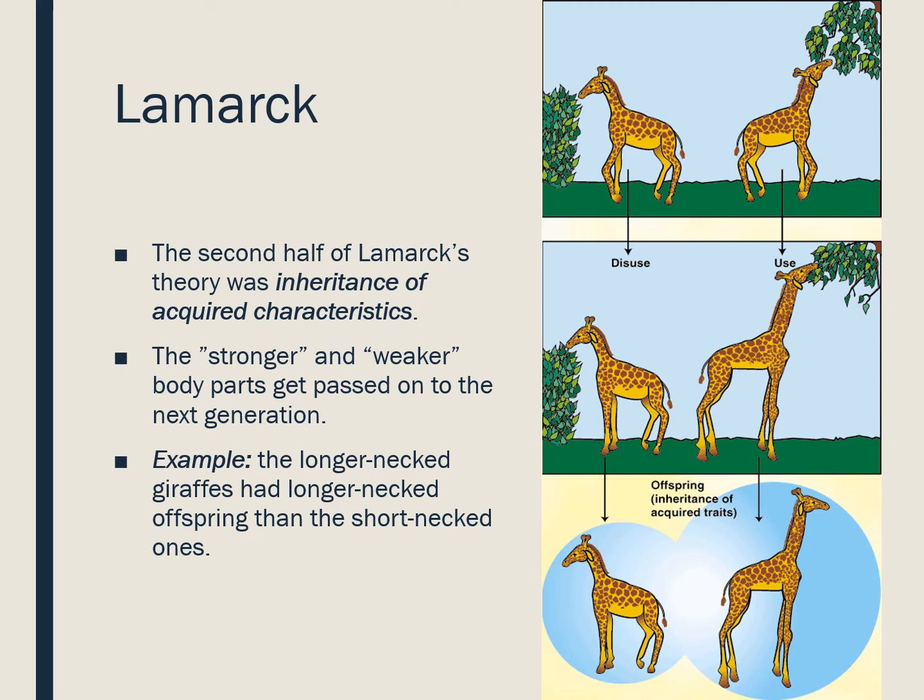So the second half of Lamarck's theory was inheritance of acquired characteristics. So the stronger and weaker parts get passed on to the next generation. For example, this long-necked giraffe, like I said earlier, was able to pass on its genes and create more long-necked offspring, while the short-necked individuals died off before they were able to reproduce, and so they were not able to create more offspring with short necks. So the short-necked variety did go away.